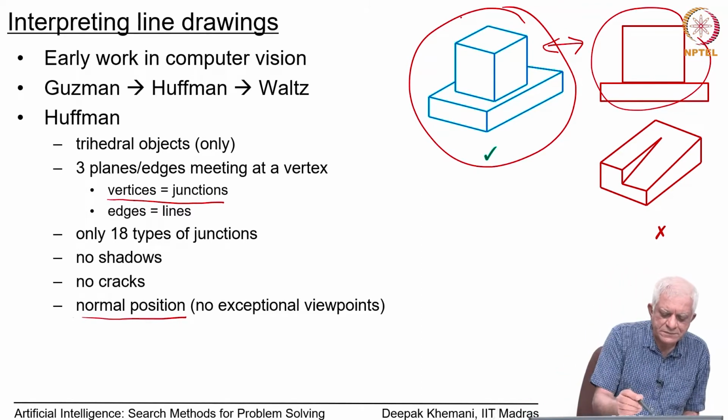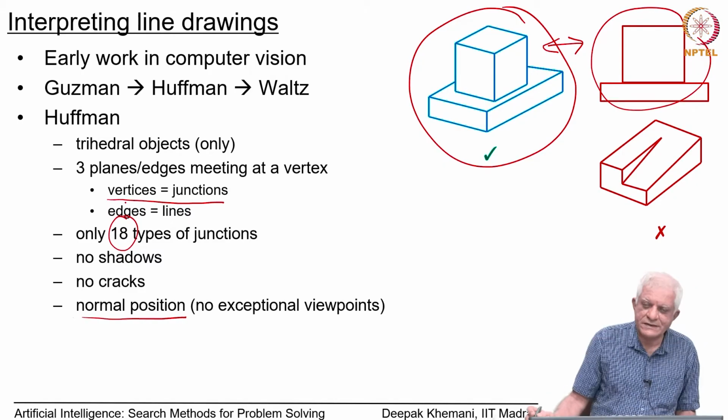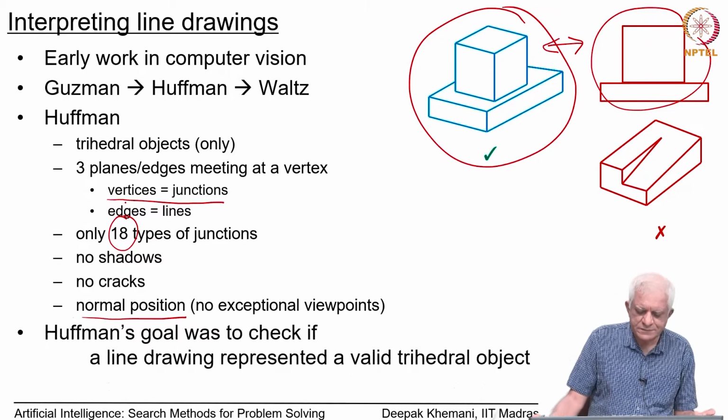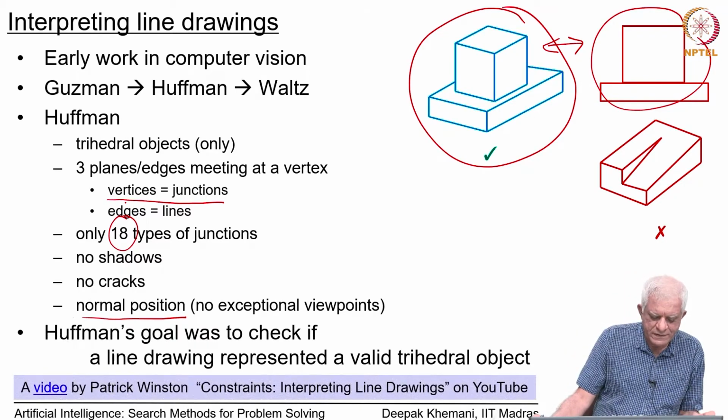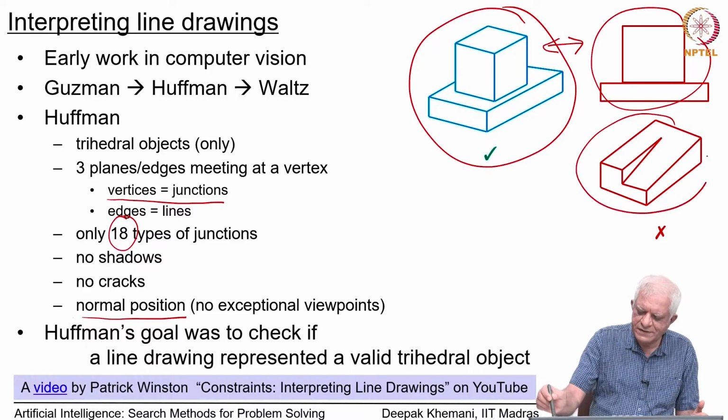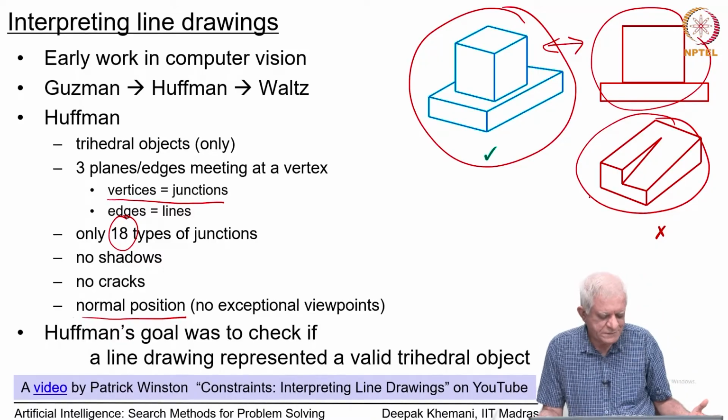Now, he had said that there are only 18 types of junctions here. So, let us look at that next. Before we do that, we should specify that Huffman's goal was not to write a program to solve the problem. Huffman's goal was to analyze the problem from the mathematician's point of view. He wanted to ask whether a line drawing represented a valid trihedral object or not. So, with this figure the answer should be no, whereas for the figure in the green the answer should be yes.